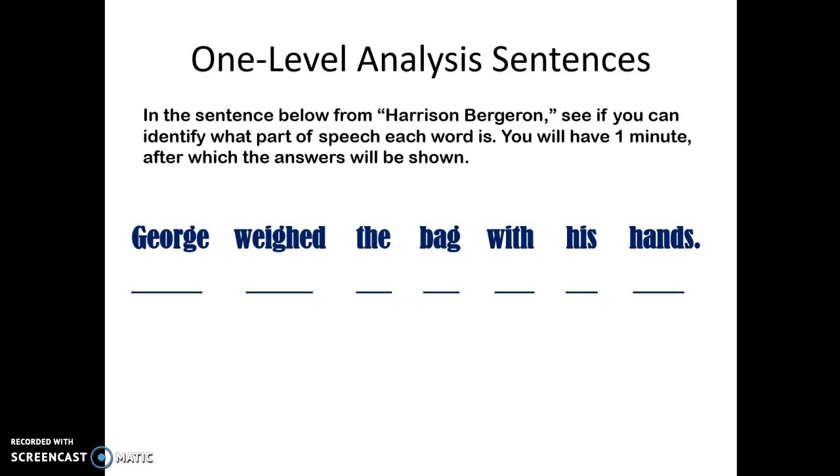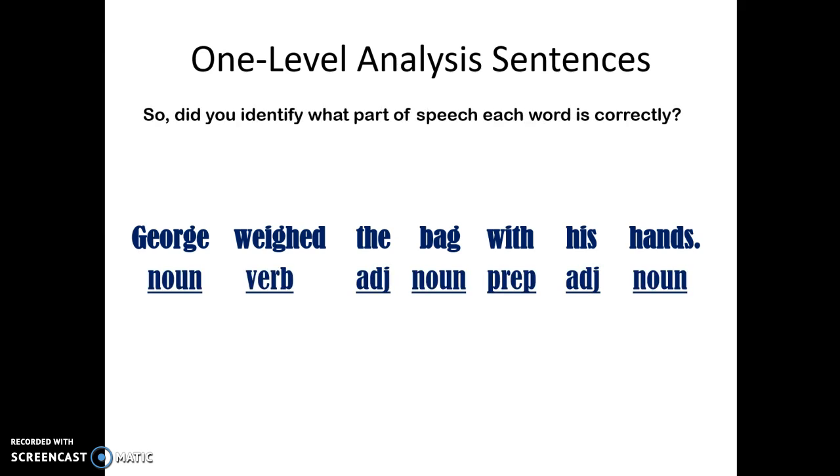Okay, so this is a sentence from Harrison Bergeron, which we read earlier this year. George weighed the bag with his hands. There are a lot of things going on in this sentence, but each word has a particular role that it plays. Let's take a look at what the actual answers are. Okay, so George is a proper noun, but it is a noun. Weighed, the action that he's doing, is the verb. The is describing the bag, therefore it is an adjective. Bag is a noun, it's an item.